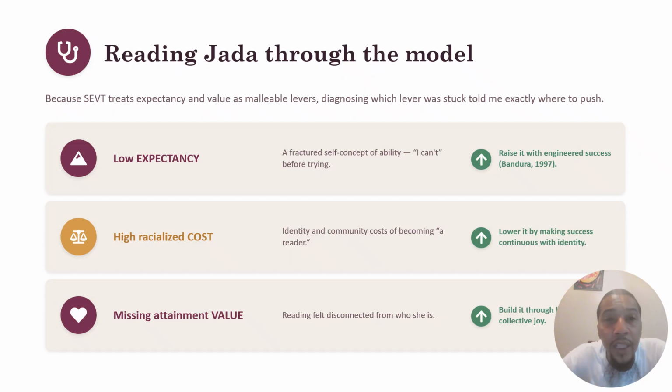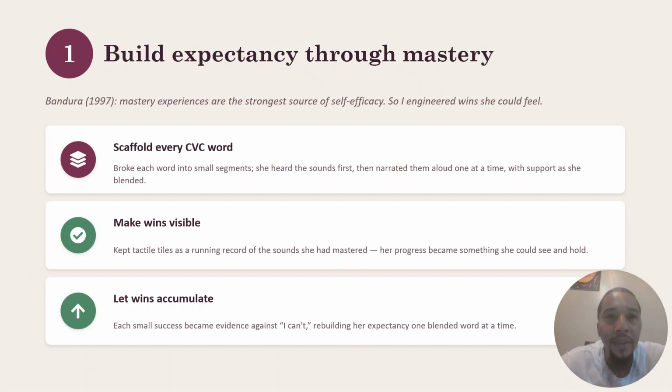Reading felt disconnected from who she is, which I build through belonging and shared joy. One diagnosis, three targeted levers. Now the acts. The actual things I did over 8 weekly sessions. Act 1 targeted expectancy, and it leaned on Bandura's finding that mastery experiences are the strongest source of self-efficacy. In plain terms, nothing convinces you you can do something like actually doing it.